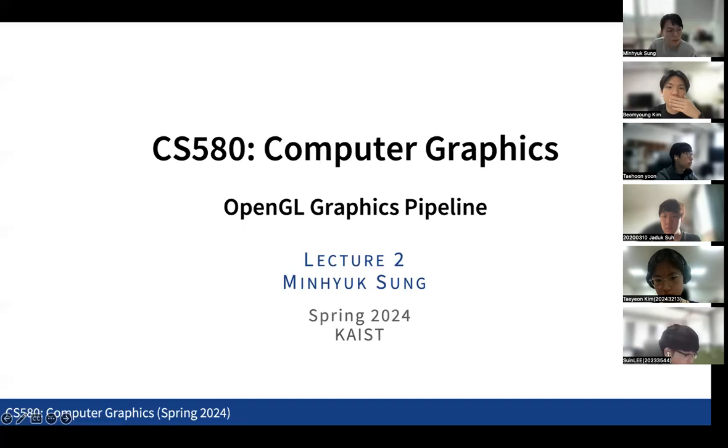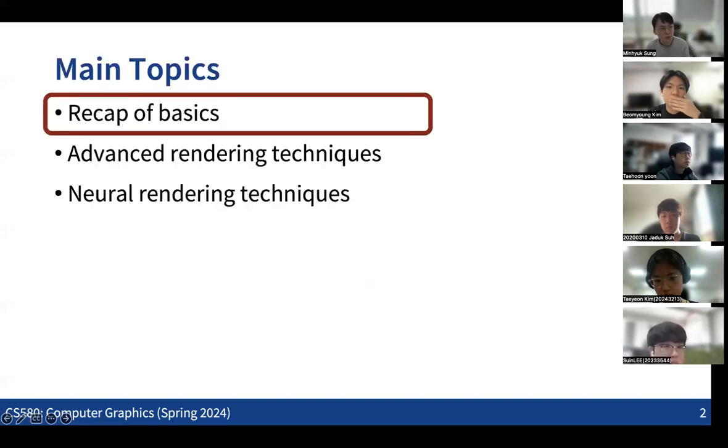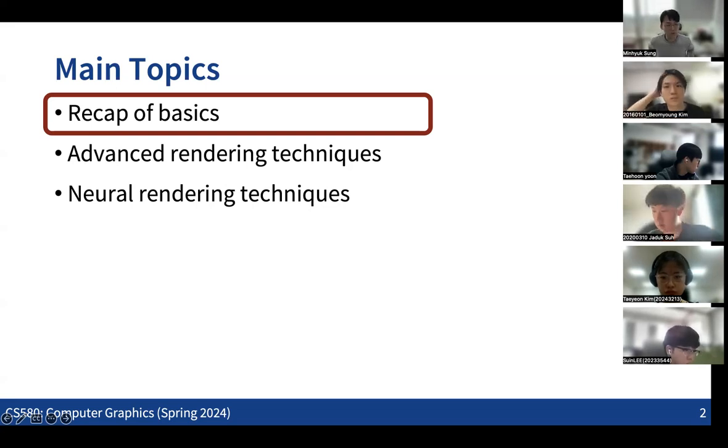Last time, I gave a quick introduction about the course, and I mentioned that we're going to have three major parts in the course. First, we're going to recap some of the basics about the computer graphics pipeline, and then we're going to discuss more advanced rendering techniques, and also some basic ideas about neural rendering techniques. For today and also for the next week, we're going to discuss the basics of the graphics pipeline, and then we're going to move on to ray tracing based techniques.